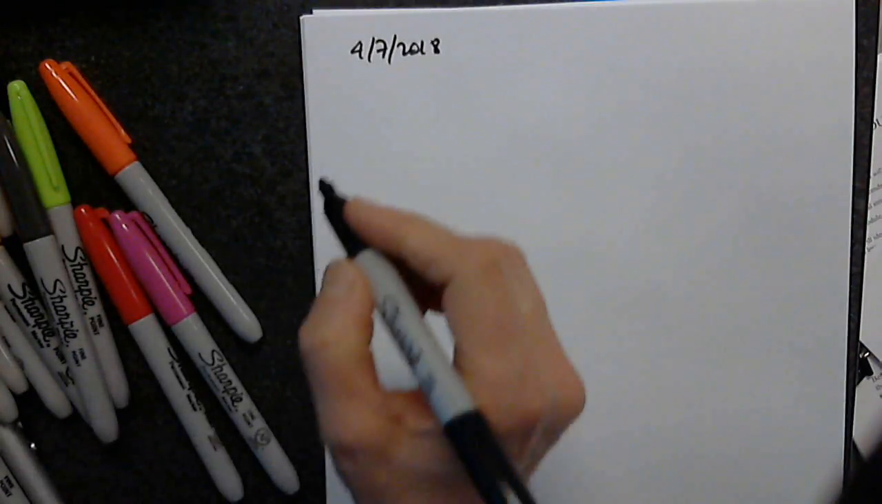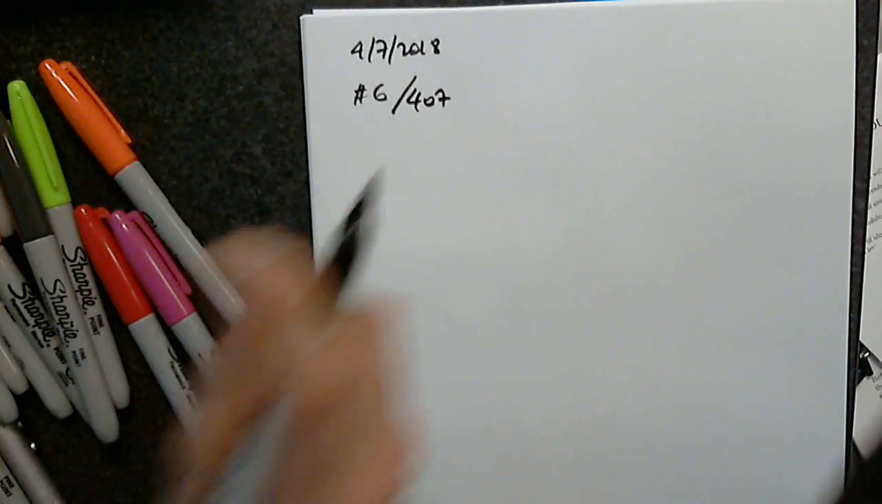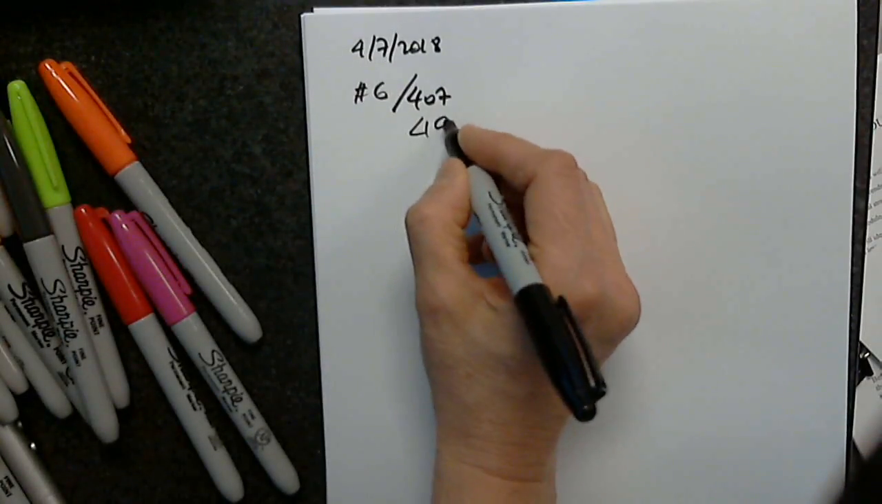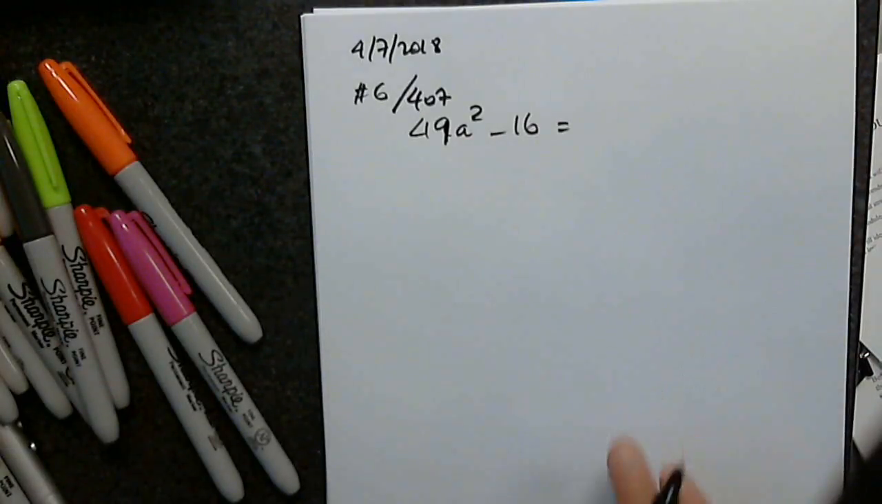So let's look at number 6 on page 407. So it's 9:22. Let's say about 15 minutes on this review. And this is 49a squared minus 16.